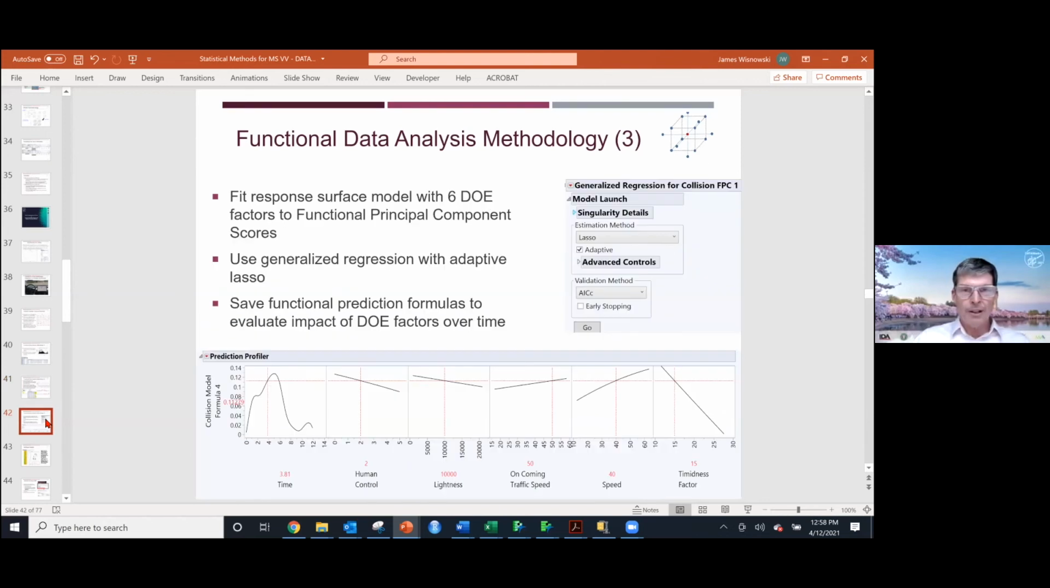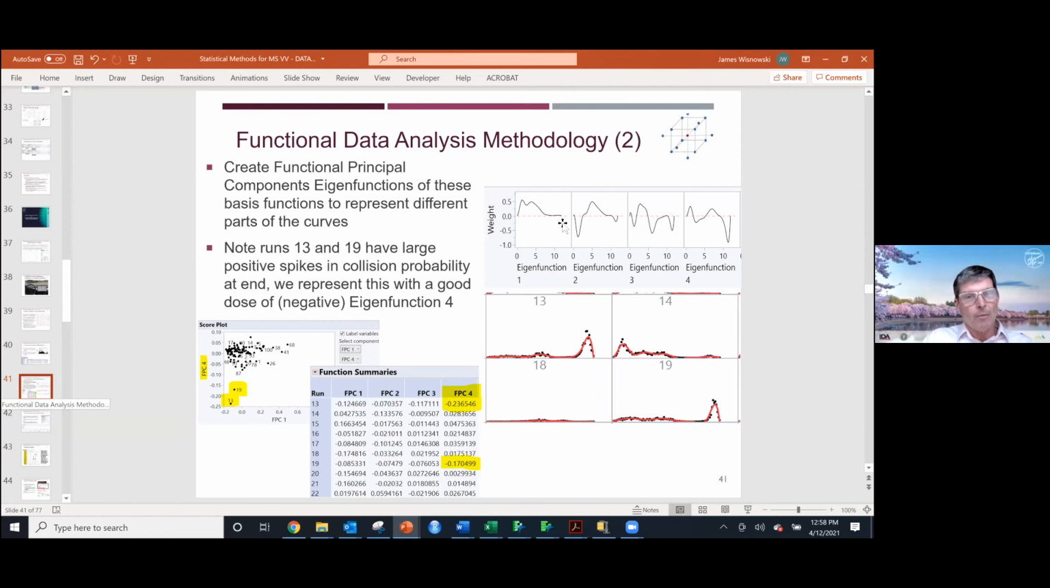So from there, I am able to fit these curves using generalized regression, whether it's adaptive lasso or any of the other methods you can see here under your estimation method. You have many different choices. So now I'm able to figure out over time if I want to minimize or maximize. That's neat, that I can represent the curves through these eigenfunctions, but that only goes part of the way for us.